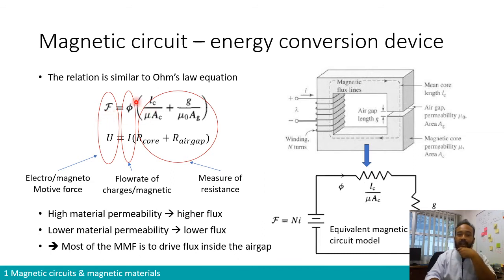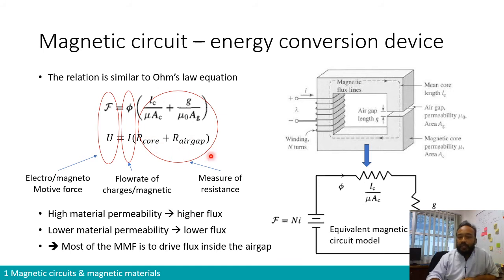Okay, and then you have flux and current, which are similar. Flux represents the flow rate of the magnetic parameter, while current represents the flow rate of charges inside your conductor. And then we have the terms that measure the resistivity, or how hard it is to circulate that flux or current inside the circuit. This is what we call a measure of resistance. In a magnetic circuit, it is what we call reluctance.